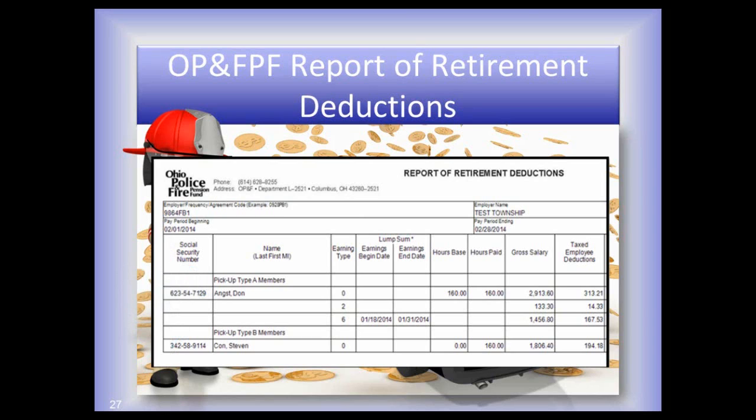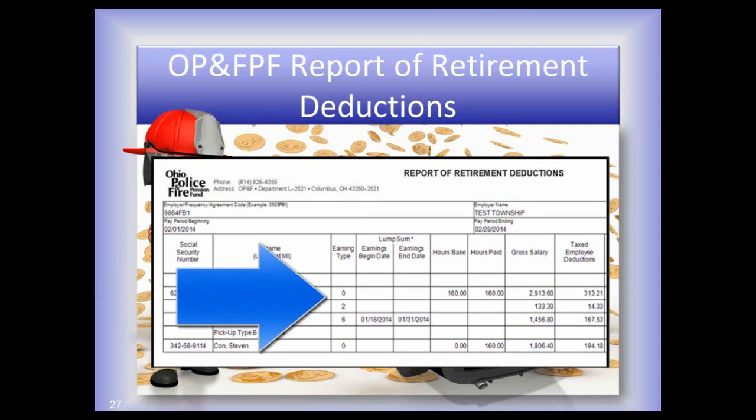The member's Social Security number is also needed on the report. You should verify that all Social Security numbers are provided and are correct. Failure to provide correct Social Security numbers could cause contributions and service credit to be posted to the wrong account and create delays in payroll processing. Next, we're going to talk about the valid earning types.